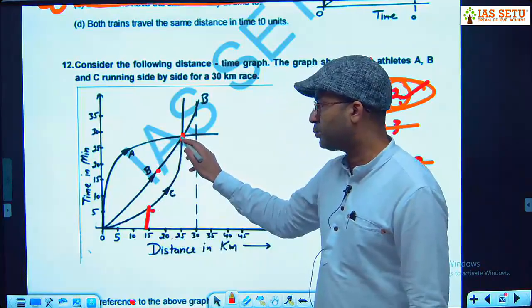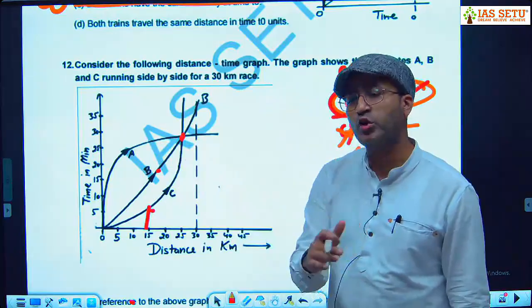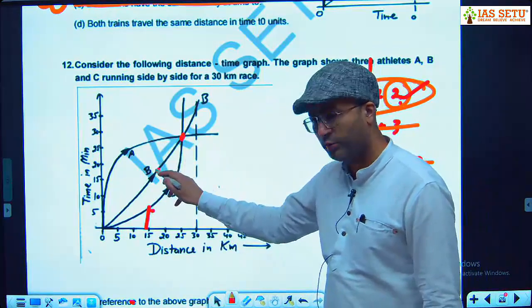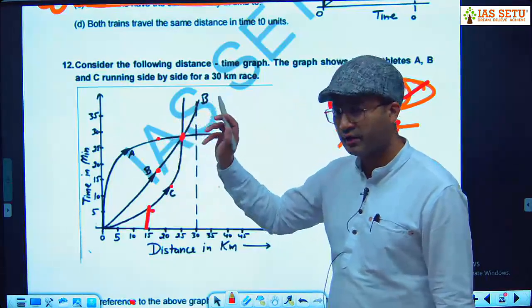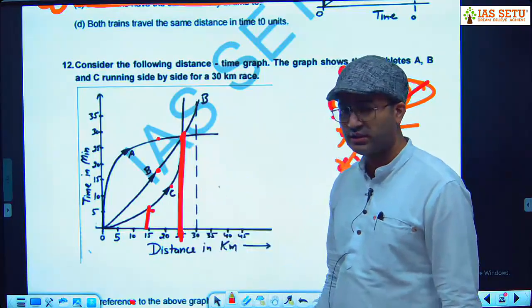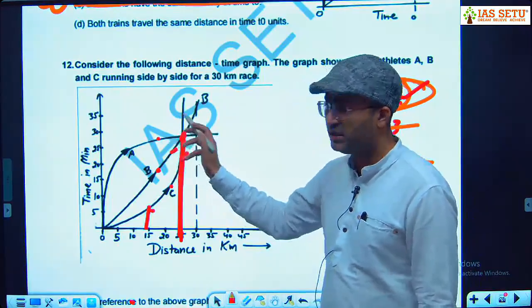Up to this point, no one is crossing anyone. मतलब no one is overtaking other person. So it means up to this point, C ahead of B, B ahead of A. So this point here is 25 kilometer distance. तो up to 25 kilometer mark, C B से आगे, B A से आगे.